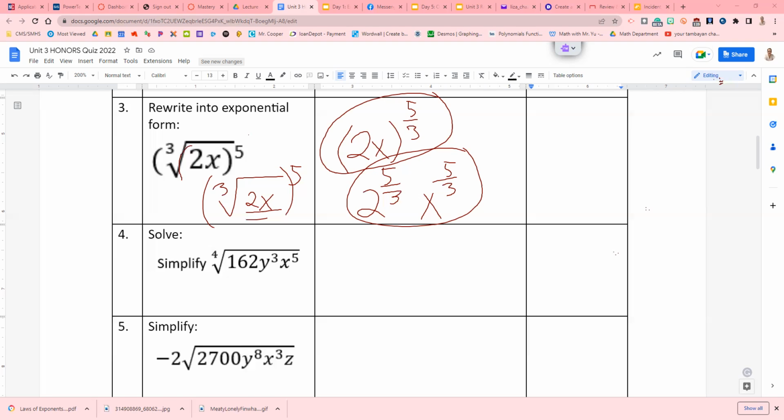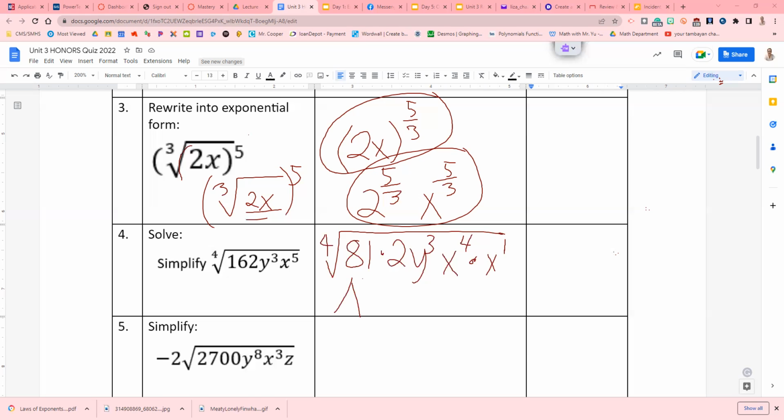Anyway, so the fourth root of 162. That can be rewritten as 81 times 2 is 162. Y cubed will remain the same because the exponent is lower than the index. And then x to the fifth can be broken apart into x to the fourth and x raised to 1.